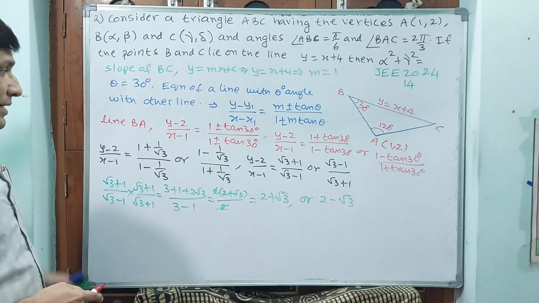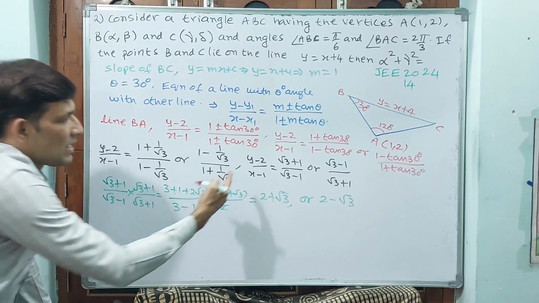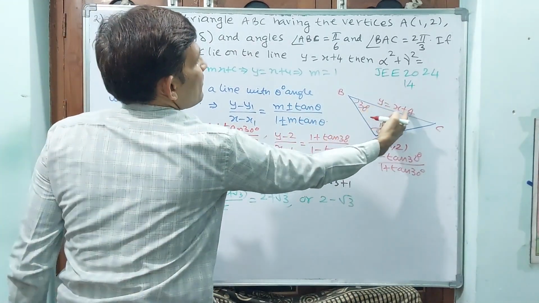Okay, now wait. Why? Because that much you don't get easily. Here, the y value again you have to take as x plus 4.